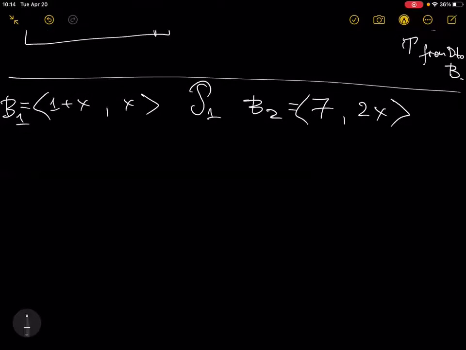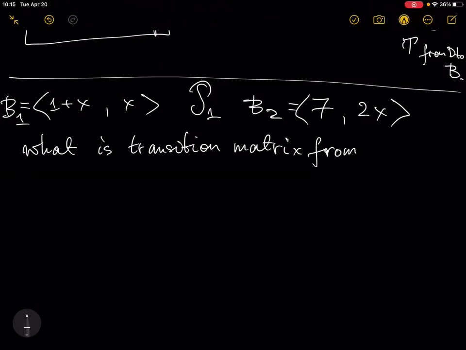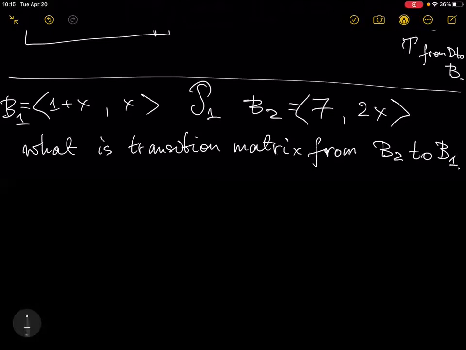Now I want to find the transition matrix. What is the transition matrix from, let's say, B2 to B1? What does it mean? It means that you have a vector V, so you can represent it as, let's say, x1 multiplied on 7 plus x2 multiplied on 2x.